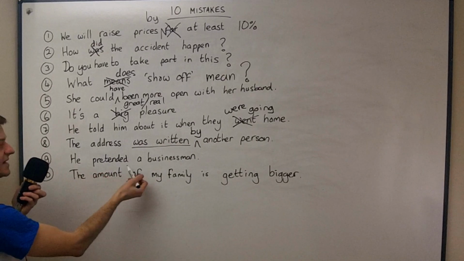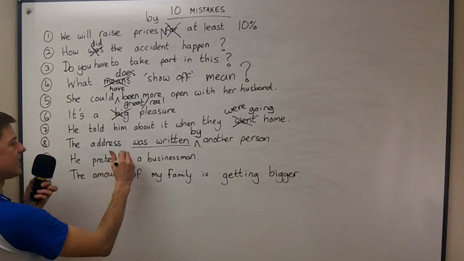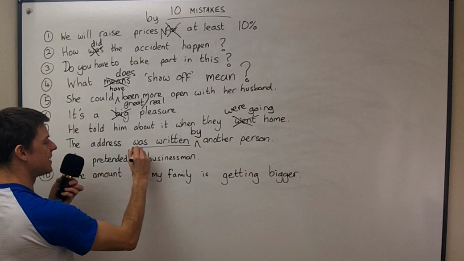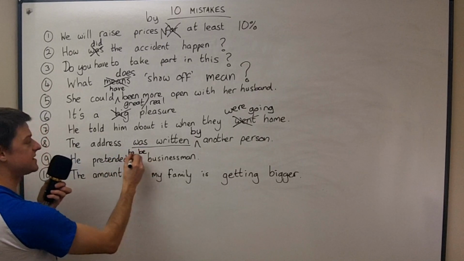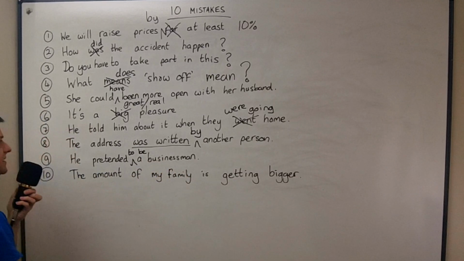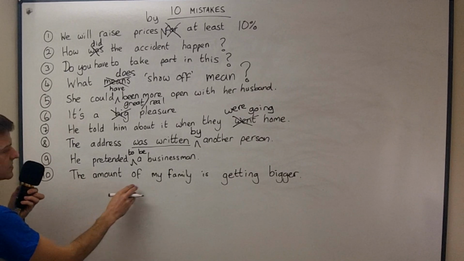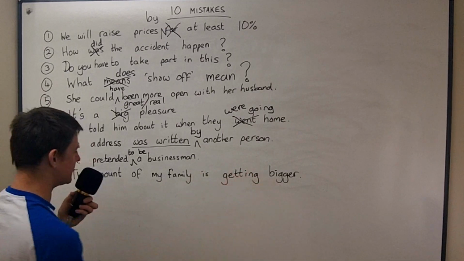Number 9, he pretended a businessman. Very common for people to misunderstand this verb and forget that you need another verb. He pretended to be a businessman. He pretended to be a policeman. Yeah, doesn't matter who. Number 10, the amount of my family is getting bigger.